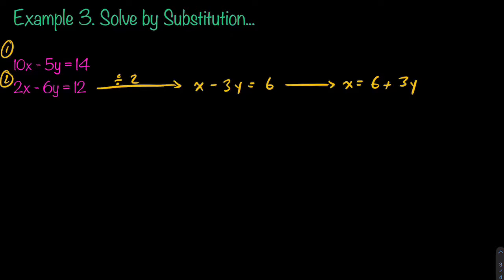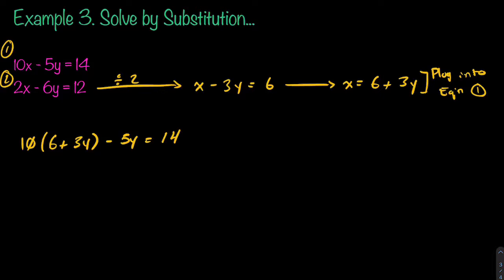Look how easy that was. That was even in less steps than what we did before. So now we're going to plug into, we can't do it in equation 2 because that's the one that we just isolated for. We have to do it in equation 1, okay? So we have 10 times, what did we say x was? We said x was 6 plus 3y, minus 5y equals 14. Beautiful.